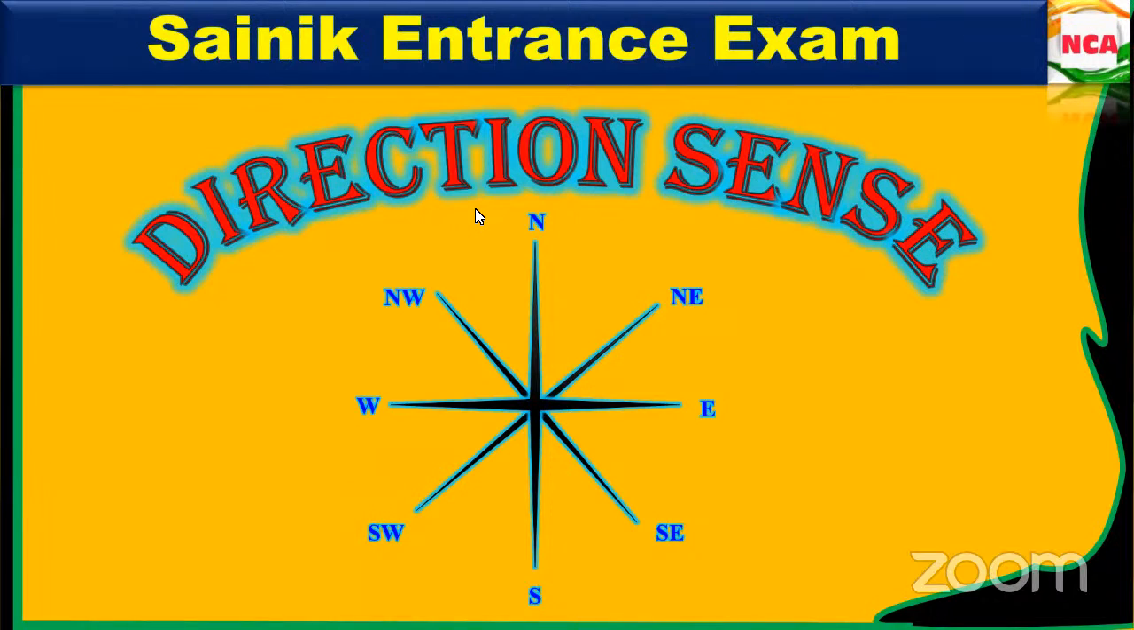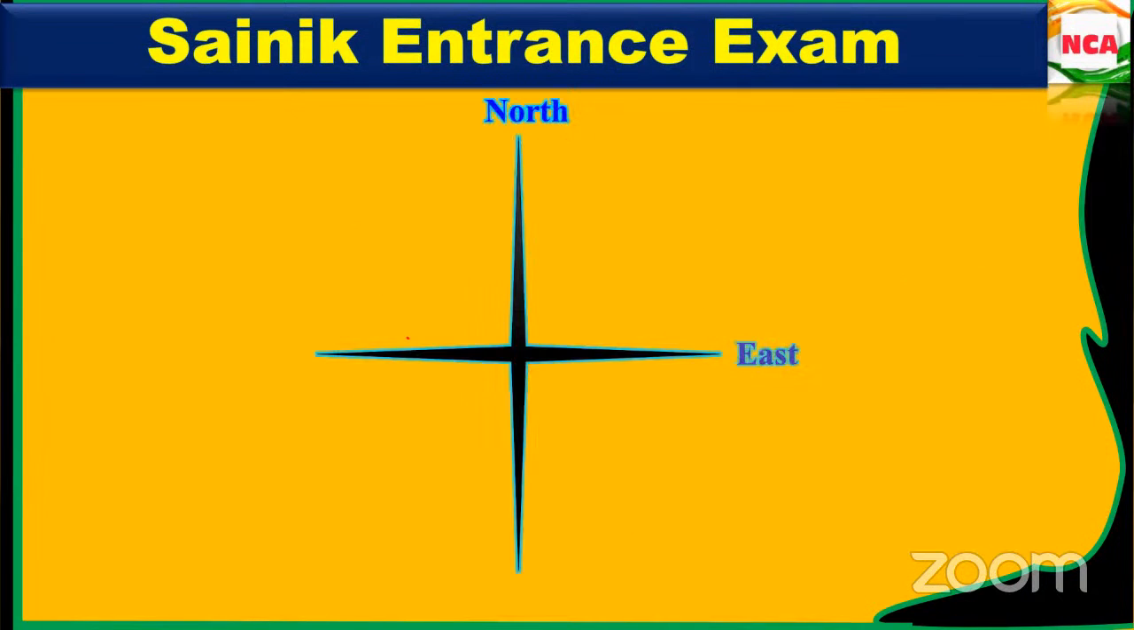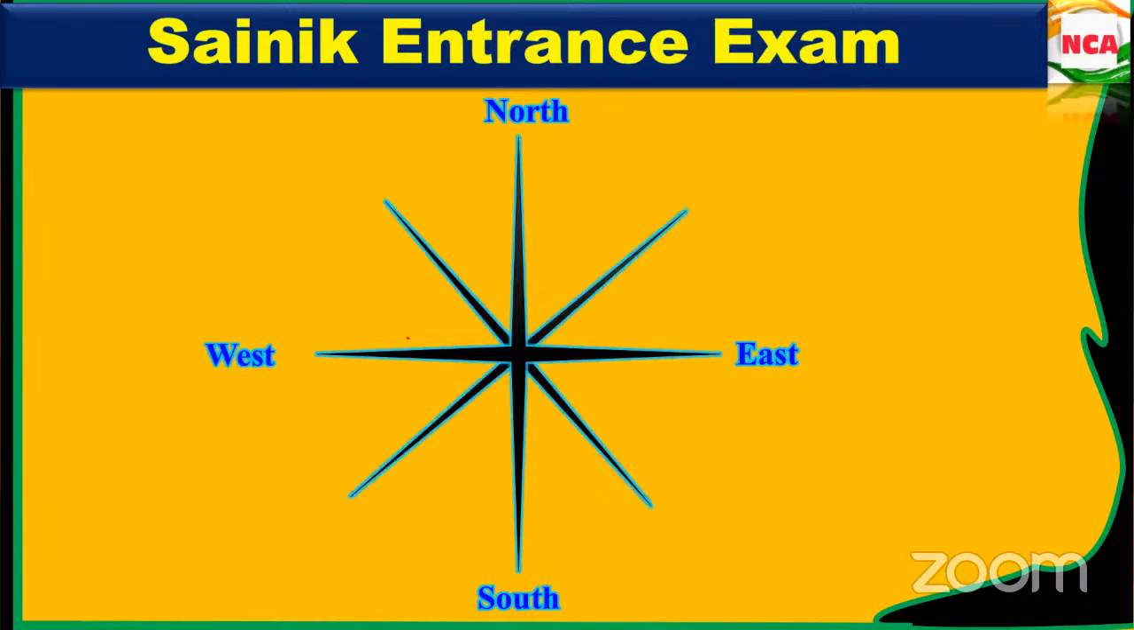So we know the major directions, right? Let us have a quick revision. What are the major directions? North, south, east, and west. Very good. Then the subdirections based on these. North plus east is northeast. South and east is southeast. South and west is southwest. North and west is northwest.